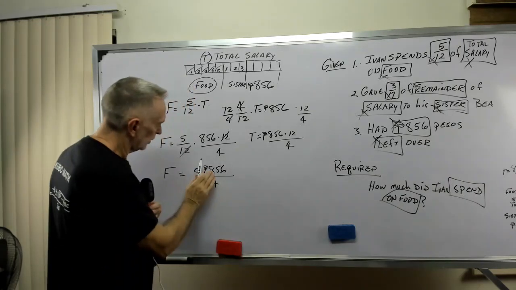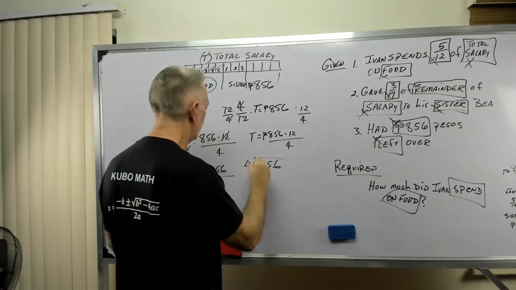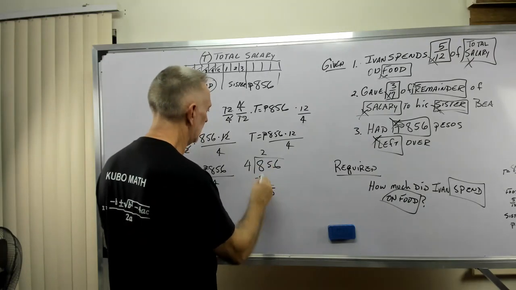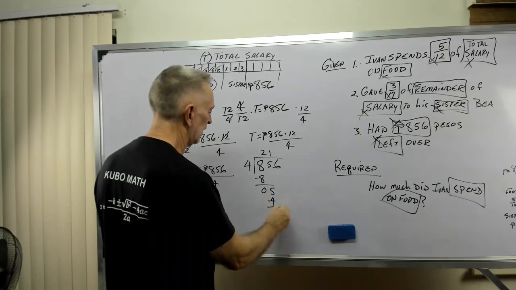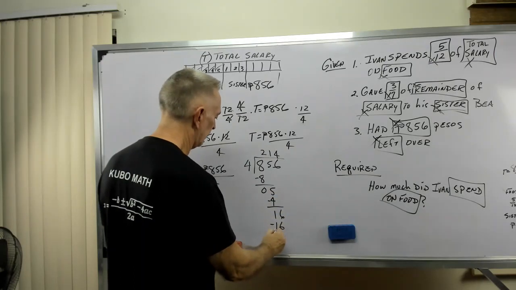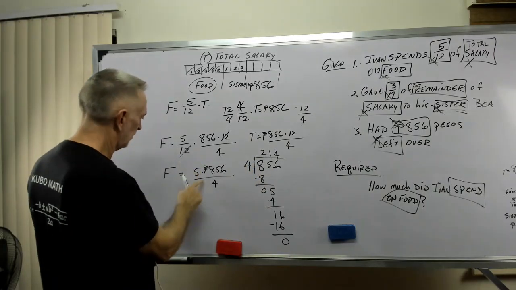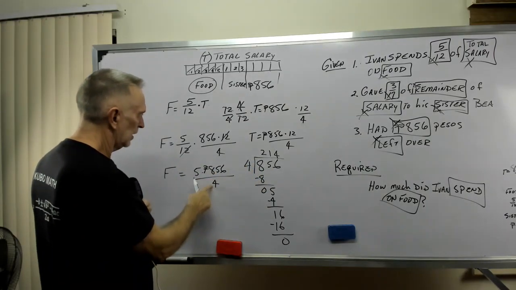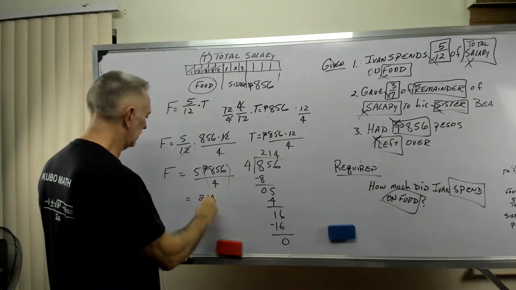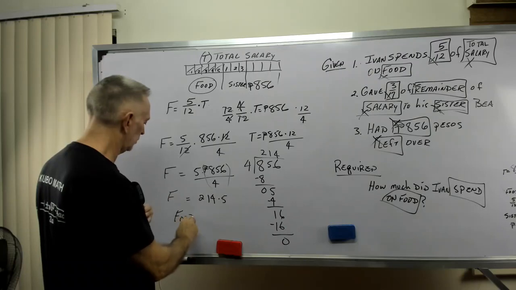Well, let's just divide first. 856 divided by 4. 2 times 4 is 8. 8 minus 8 is 0. Bring down the 5. 1 times 4 is 4. 5 minus 4 is 1. Bring down the 6. 4 times 4 is 16. 16 minus 16 is 0. So 856 divided by 4 was 214. So now we have 214 times 5, and that will be what he spent on food.